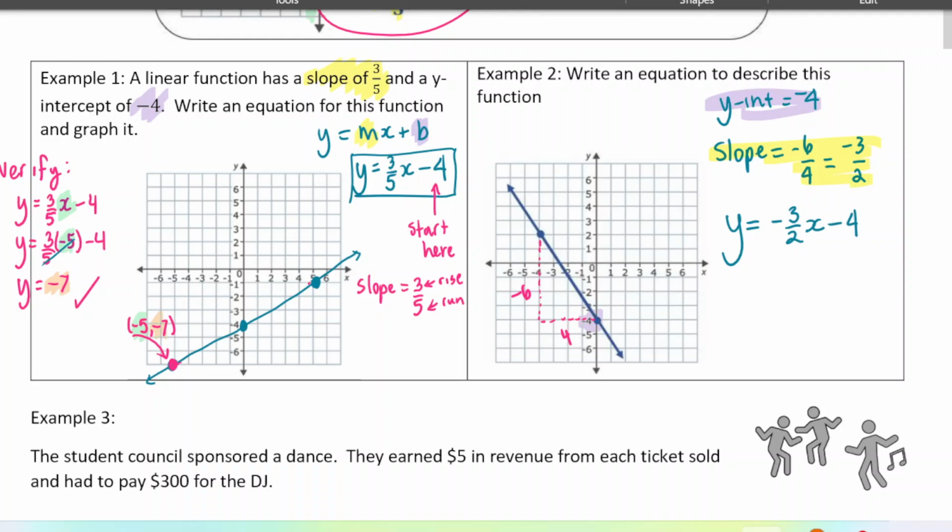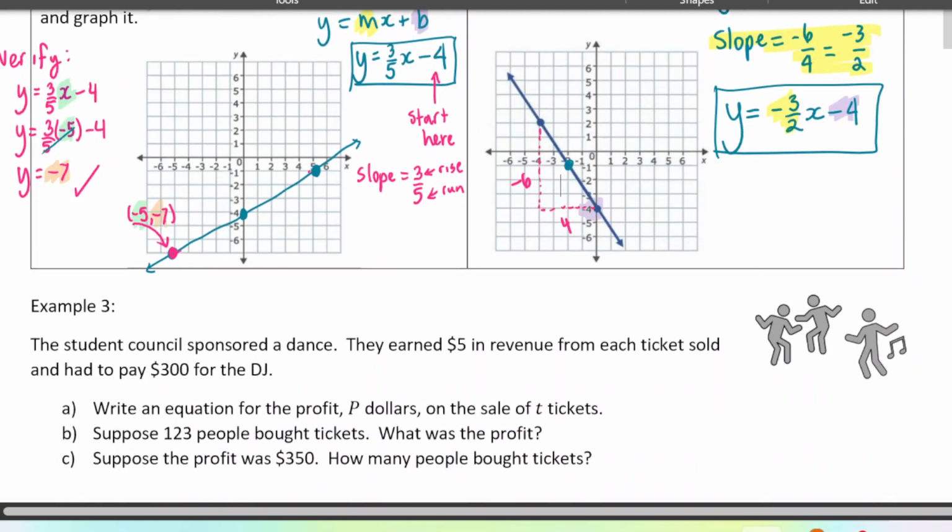And you could verify, I'm not going to do it here, but you could verify by plugging in a point on the line and checking to see if it's on the graph. So for example, you could pick a point like this one here, -2, -1, and you could plug -2 into your equation and just double check that -1 is the y value.